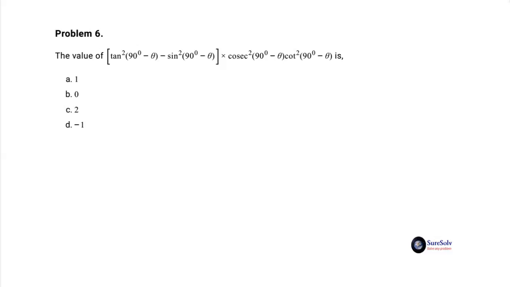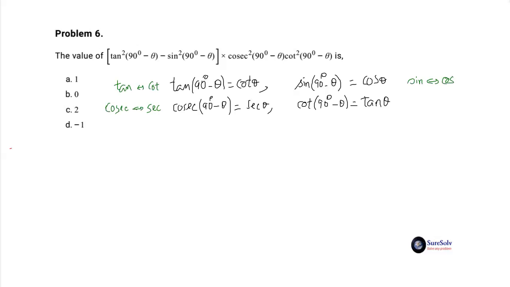You will use here the complementary angle relations tan 90 degree minus theta equal to cot theta, sin 90 degree minus theta equal to cos theta, cosec 90 degree minus theta equal to sec theta, and cot 90 degree minus theta equal to tan theta. Tan and cot are paired, sin and cos are paired, and cosec and sec are paired. We will have to assume here that theta is an acute angle.